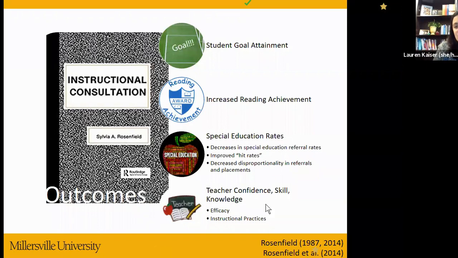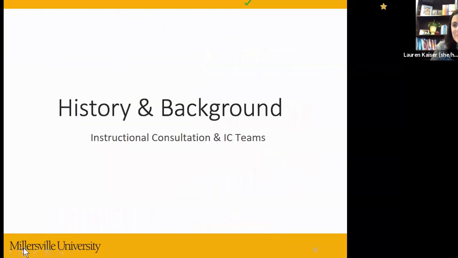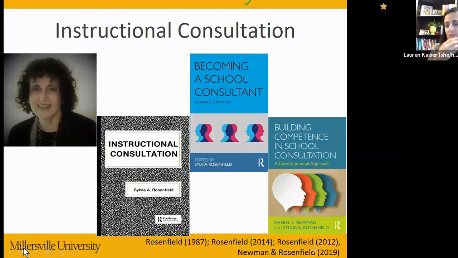And then we also see from quasi-experimental research that teachers' instructional practices, at least their self-reported instructional practices, change as a result of consultation. So it's a good thing. I don't need to sell you on it though. So let's move on. So the history and background, most of you did attend the first session.